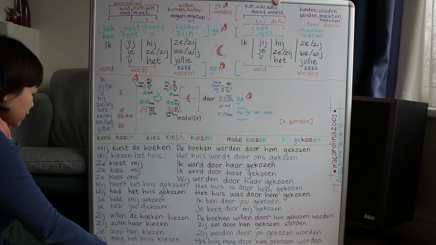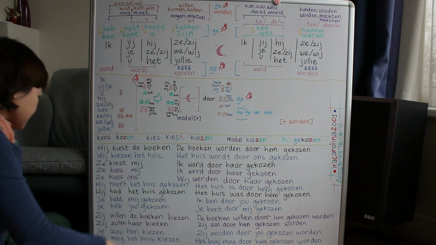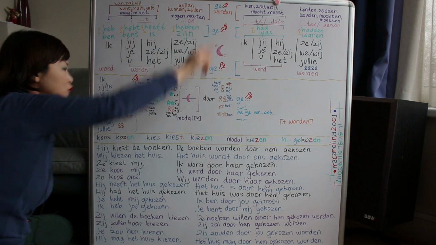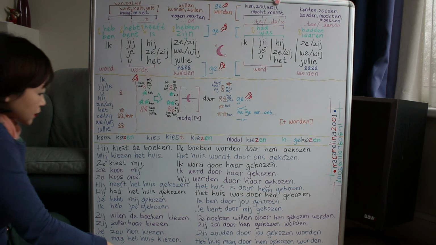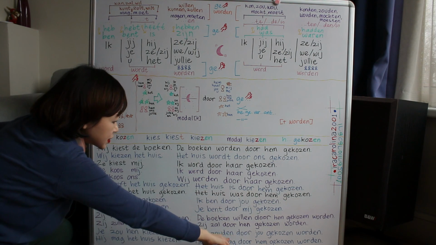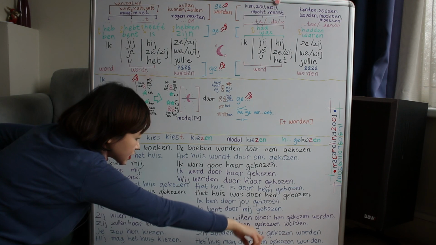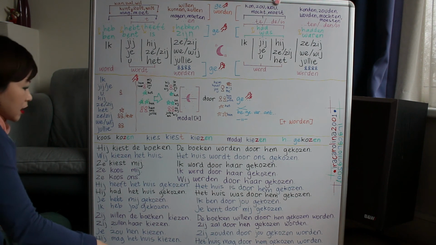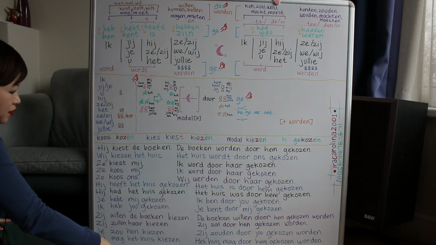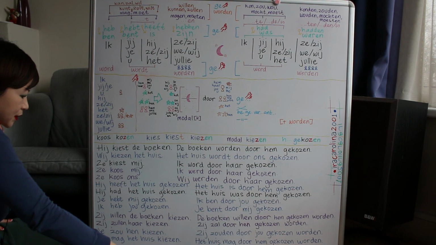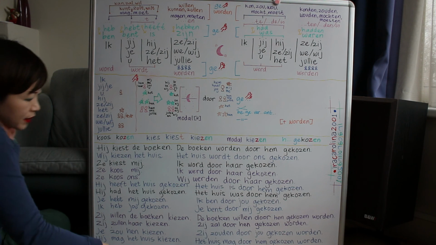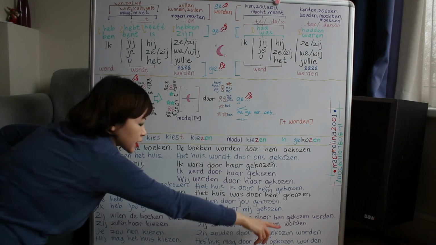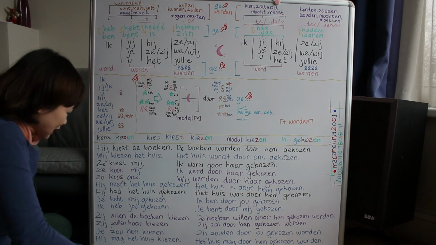Je zou hen kiezen. Past or previous, because we use the zou. Zij zouden door jou gekozen worden. This zij is they because it was hen. That's why we use the zouden. Don't forget worden.